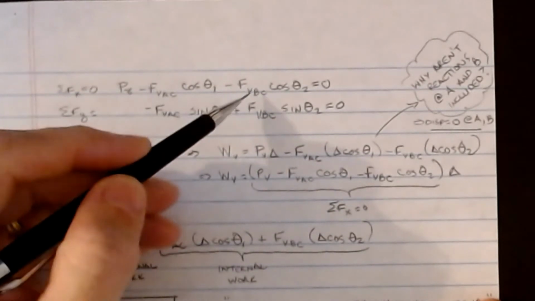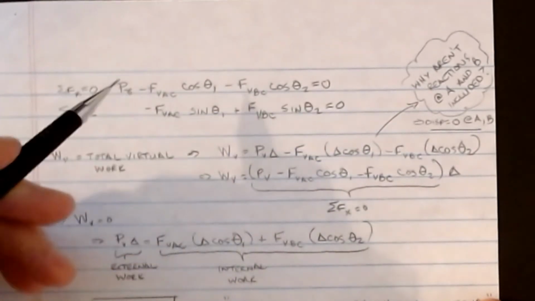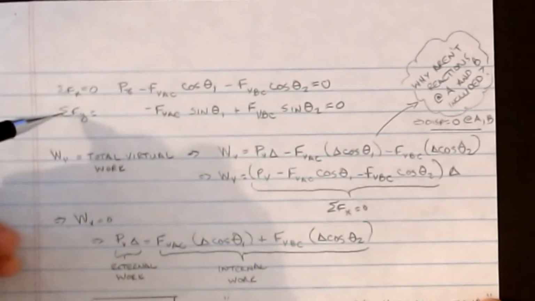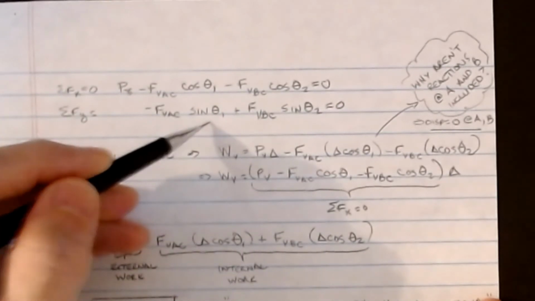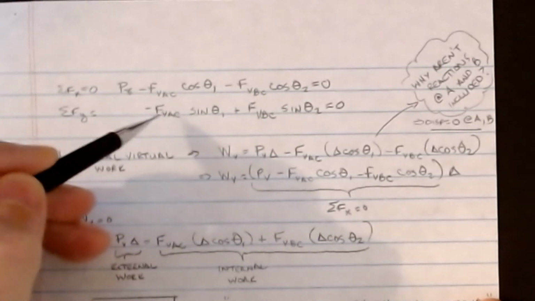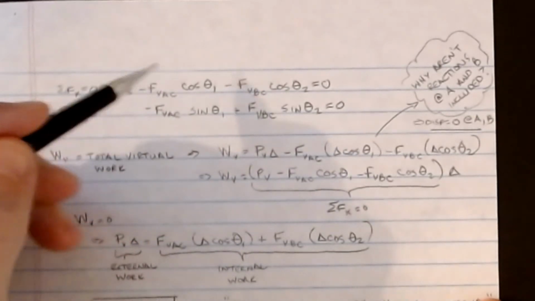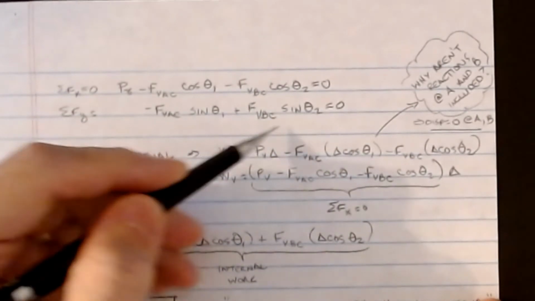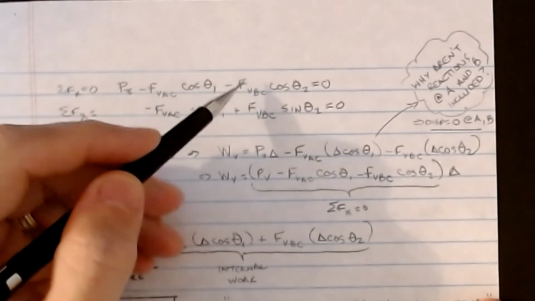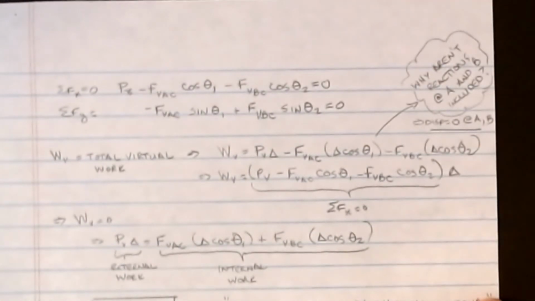And then minus FVBC cosine theta 2 all have to be 0. And then sum of forces in the y, we do the same thing for the y components of these two guys. So FVAC is negative sine theta 1, because it's acting down. And then the virtual BC times sine theta 2 is acting up, so it's positive. It all equals 0.